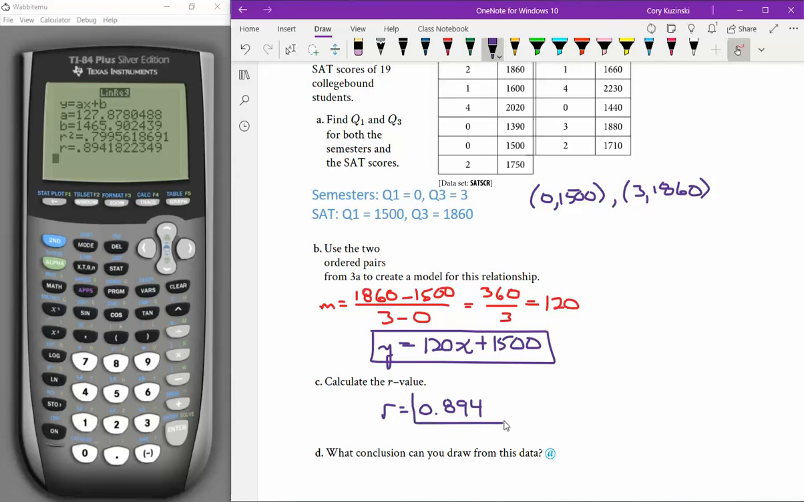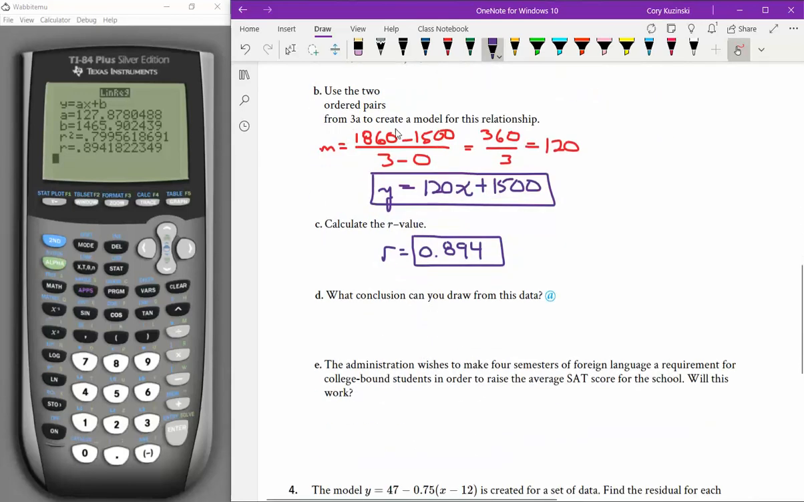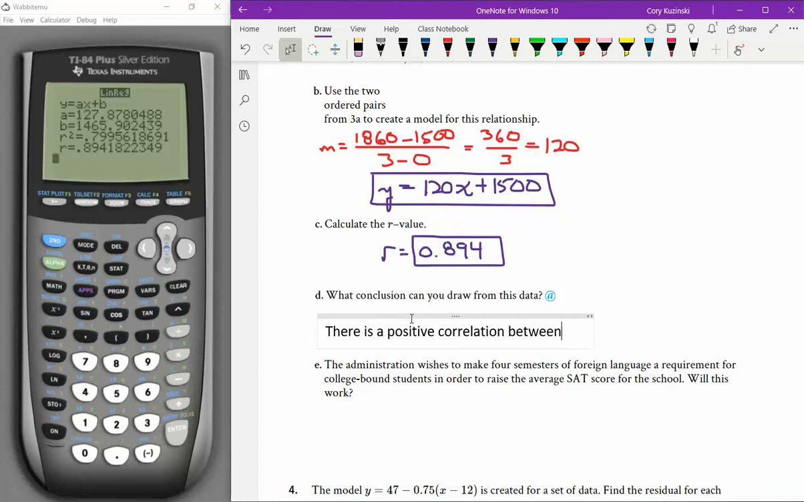Okay. What conclusion can we draw? There is a positive correlation between semesters taken of foreign language and SAT scores. So there's some kind of relationship there.